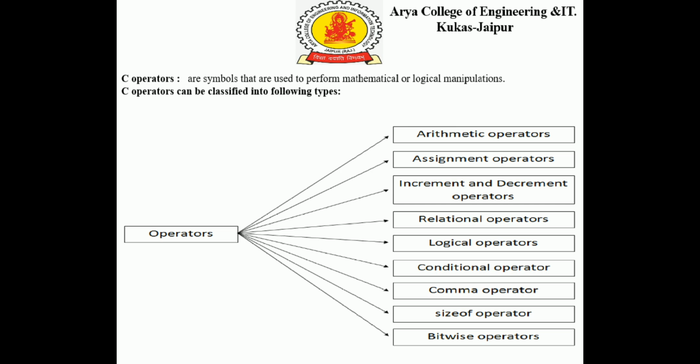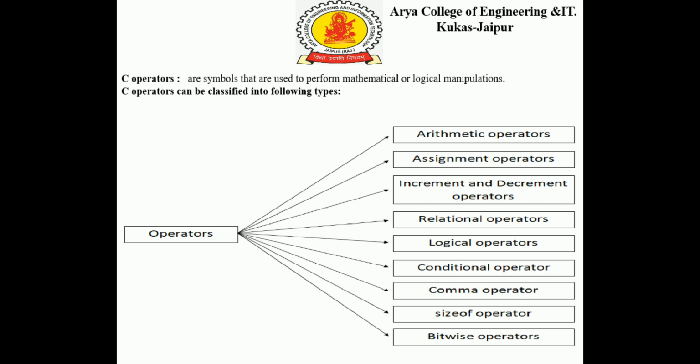Next, we can see C operators, a very important thing in every programming language. Without operators, we can't do anything. We can see the types of operators. They are 9 types of operators. The first one is arithmetic operators. The second one is assignment operators, then increment, decrement operator, relational operator, logical operator, then conditional operator, then comma operator, sizeof operator, and bitwise operator.